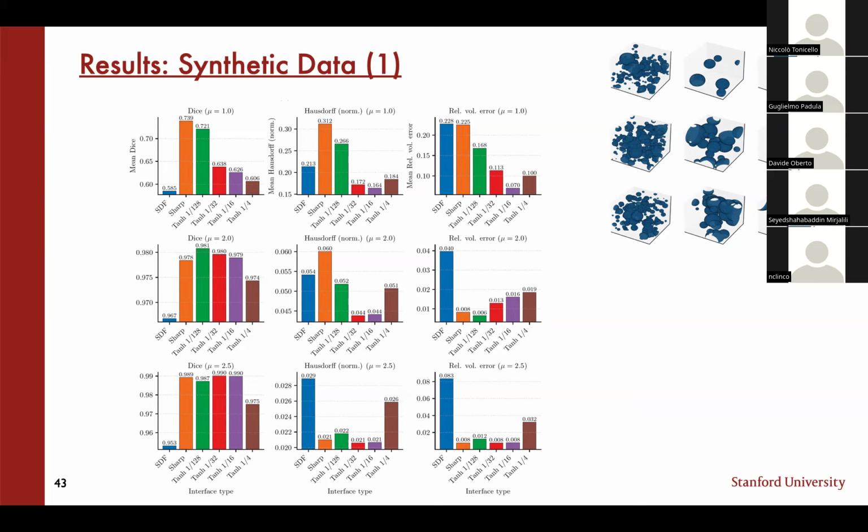When we go to the Hausdorff distance, where small is good, we see that basically the diffuse interfaces with moderate thickness are seeming to be the best options, right? And when we look at the volume error, again, we see the same trend. So relatively thick interfaces seem to be the most promising.